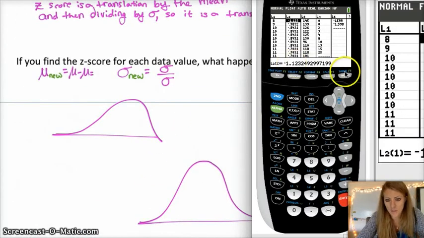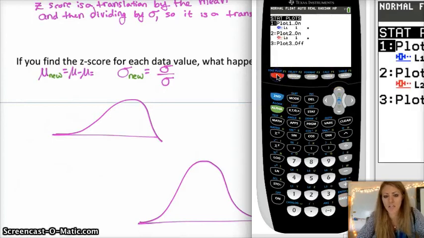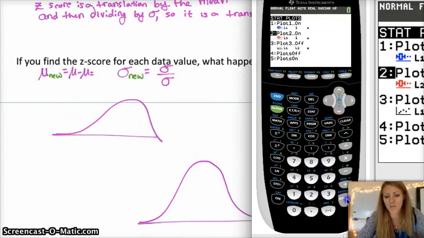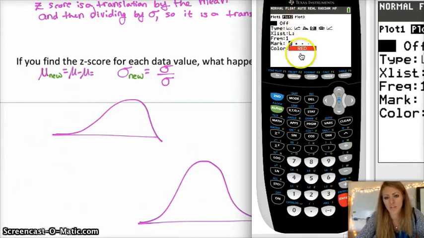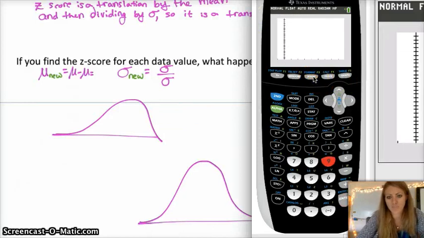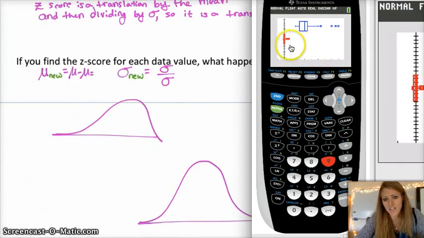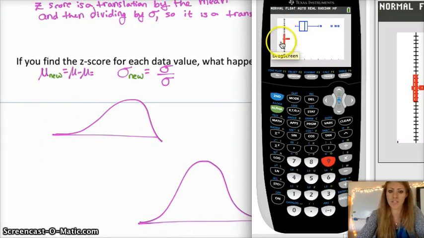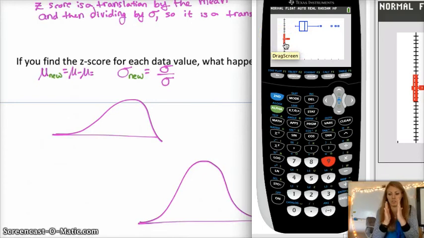So anyways, to answer the question, what is a z-score? If you take a look and plot your 2 plots, plot 1, which is all your raw scores, and then plot 2, which is all your z-scores, and zoom 9, the scale is kind of funky, but these are the original data points, and then here are your z-scores. Notice that it is centered around 0, and it's been squished.